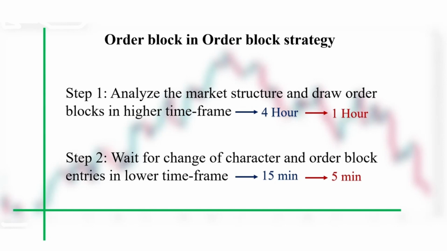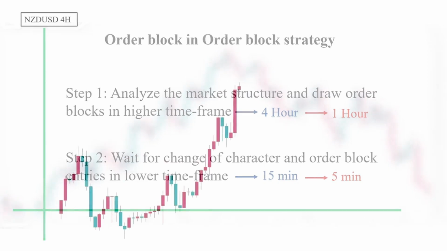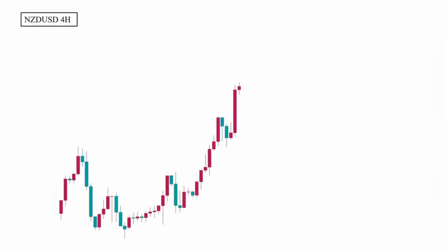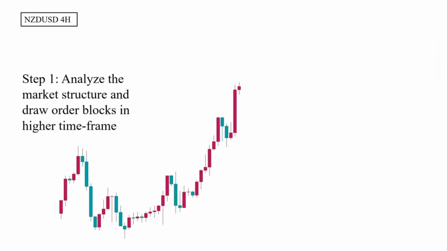So let me explain to you the steps of this strategy on the candlestick chart. Look at this 4-hour chart of the New Zealand dollar, which is our higher time frame. In the first step, we analyze the market structure and point out the most recent order blocks. Here we have an uptrend, with this recent move with imbalance and break of structure. So, this level is a perfect order block zone that potentially can get rejected and give us a trading opportunity. Now, all we have to do is wait for the price to touch the order block zone.